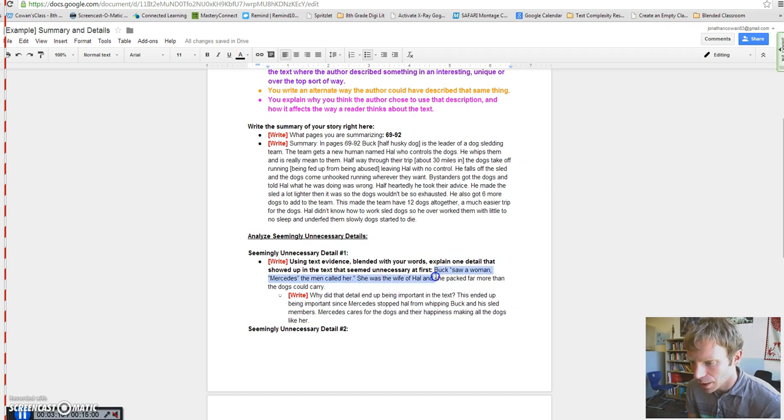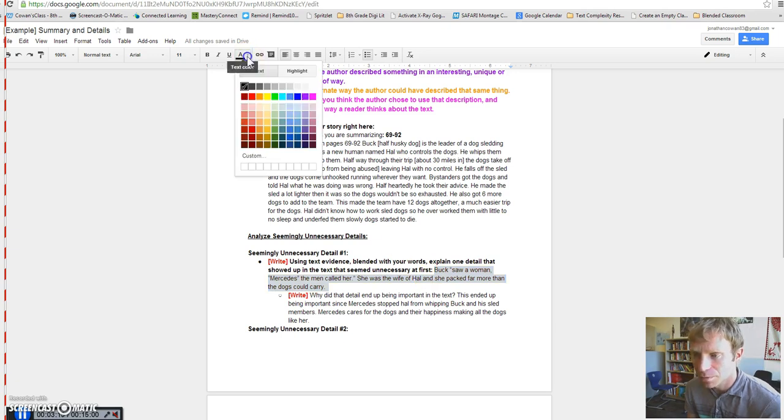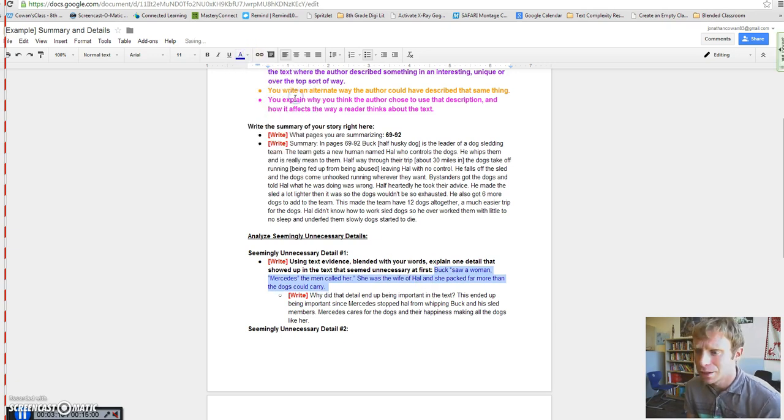It said, Buck saw a woman, Mercedes, the men called her. She was the wife of Hal, and she packed far more than the dogs could carry. So that's a detail that I thought, like, why would you add that detail? Who cares about this Mercedes lady or how much she packed in the sled? And the question I'm asking you to write about is, why did that detail end up being important in the text? And here's the person's response.